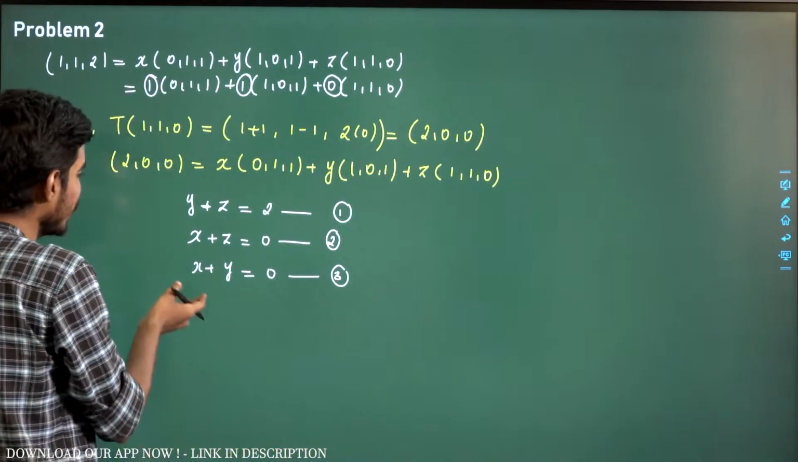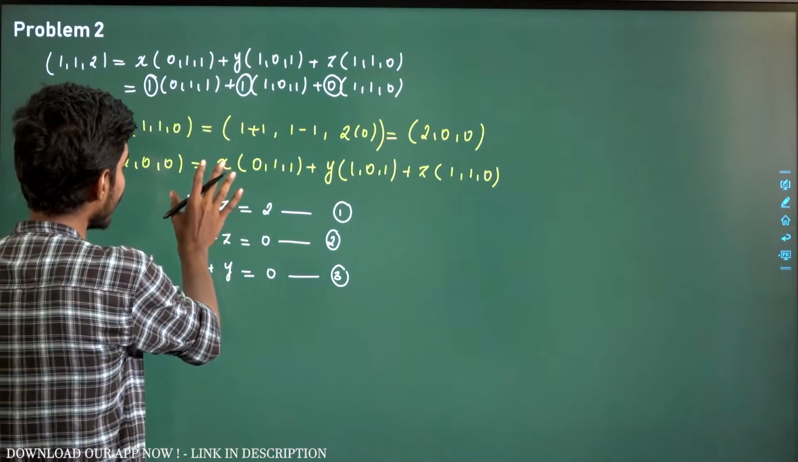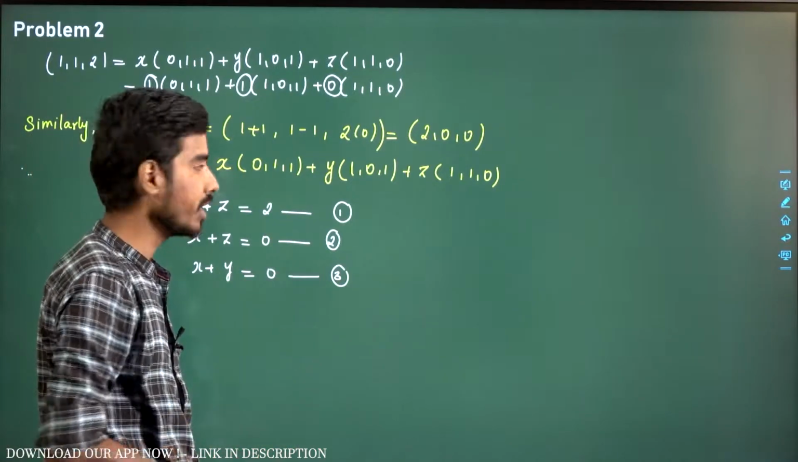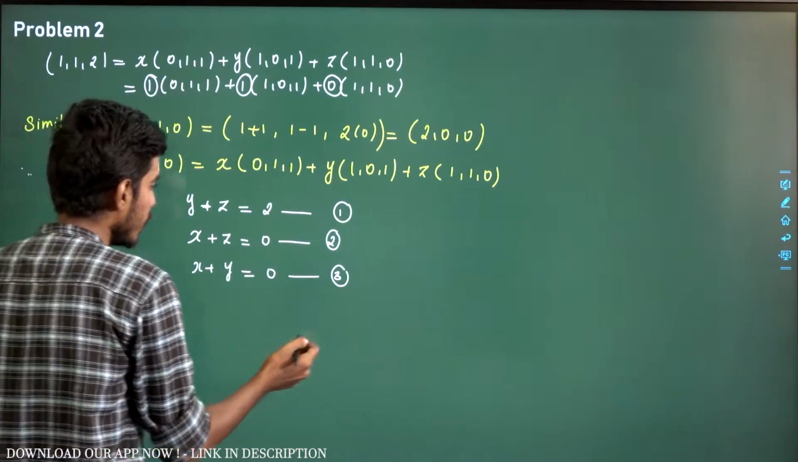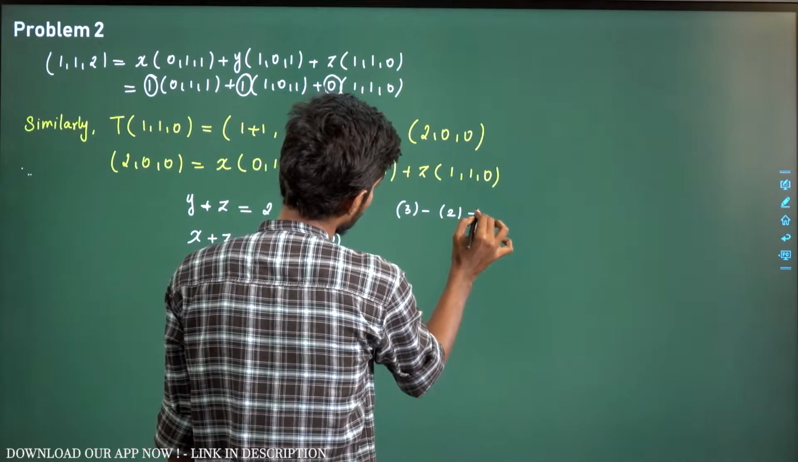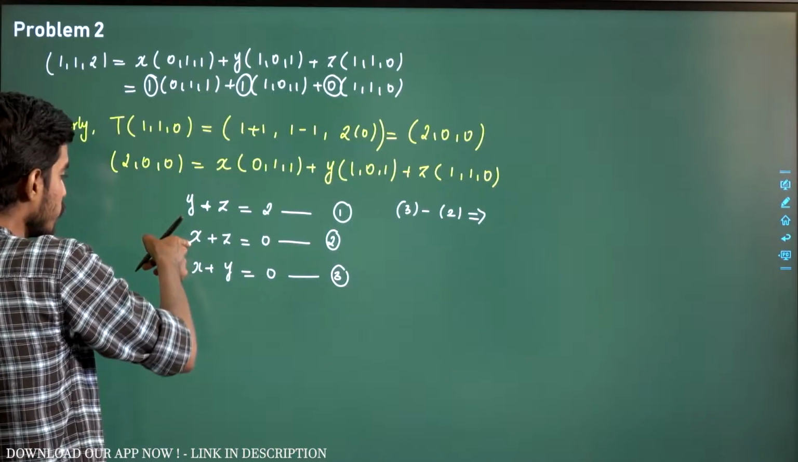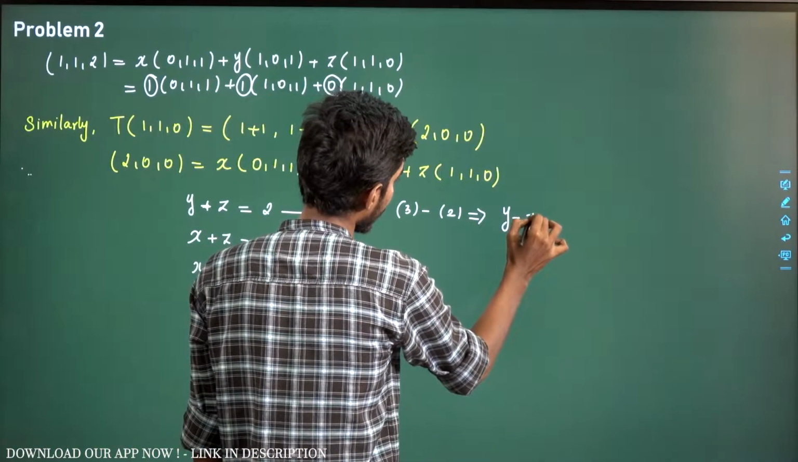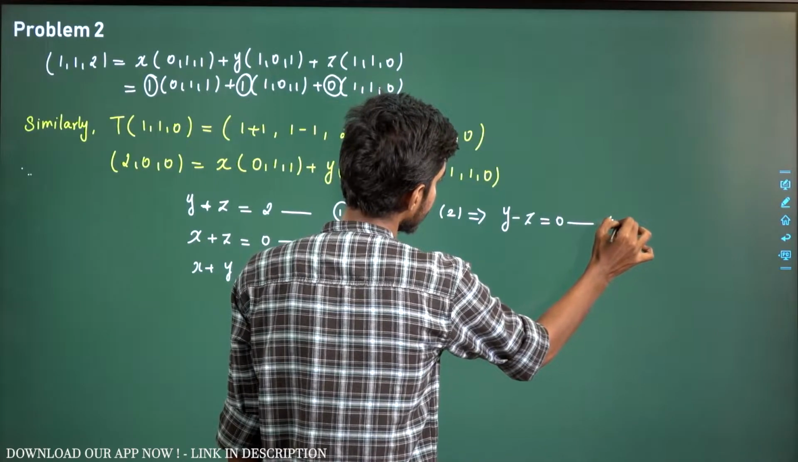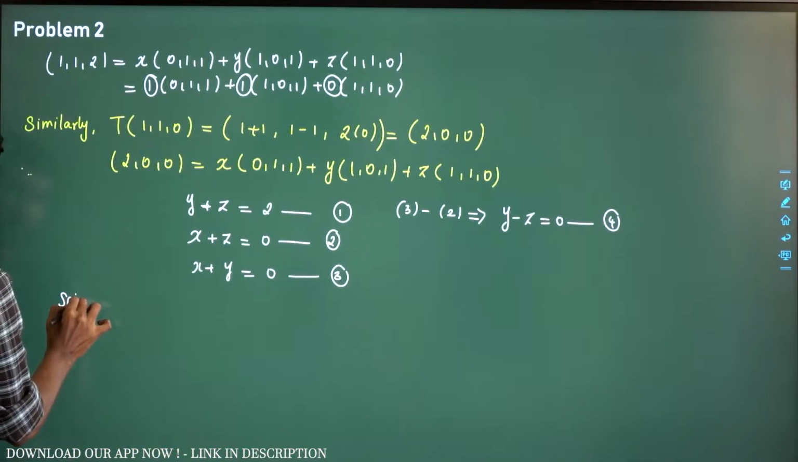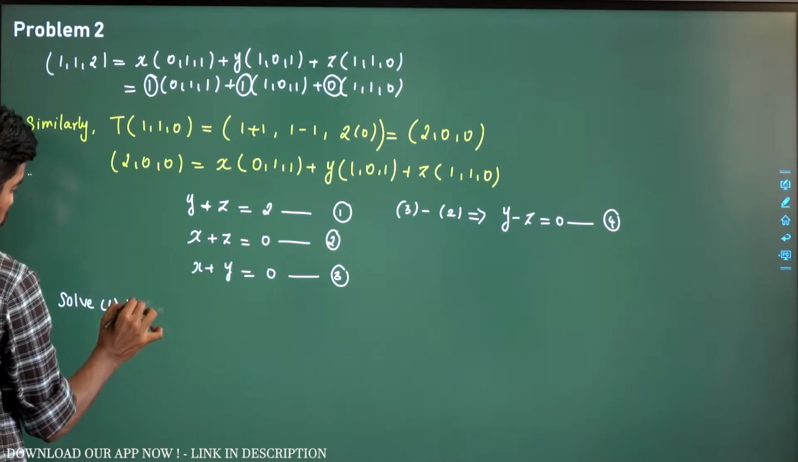Again, I'm going to follow the same procedure because all these equations are the same. The only thing that is varying is the output vector, right? Now similarly, I'm going to follow the same method. Now subtract 3 minus 2. If we subtract 3 minus 2, x will get cancelled. We have y minus z, 0 minus 0, so y minus z is equal to 0. Call this equation number 4. Now solve 1 and 4.